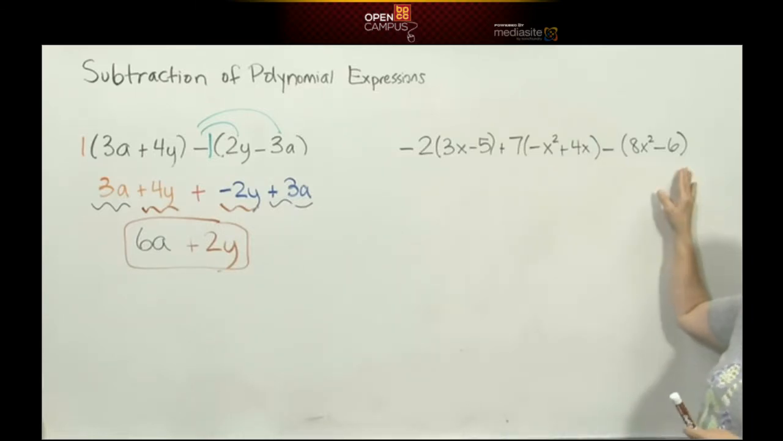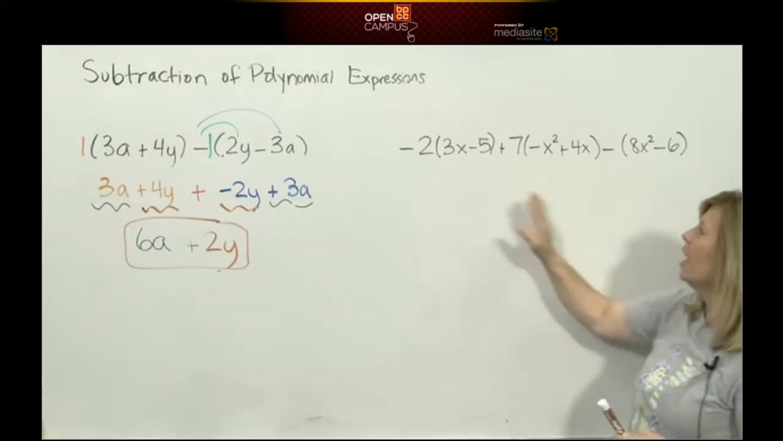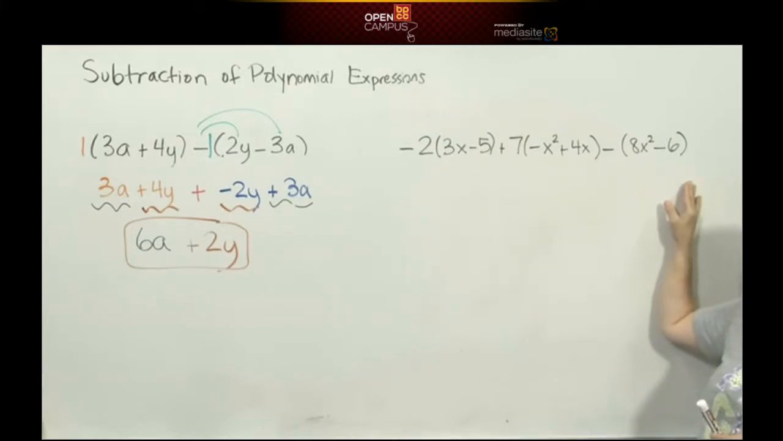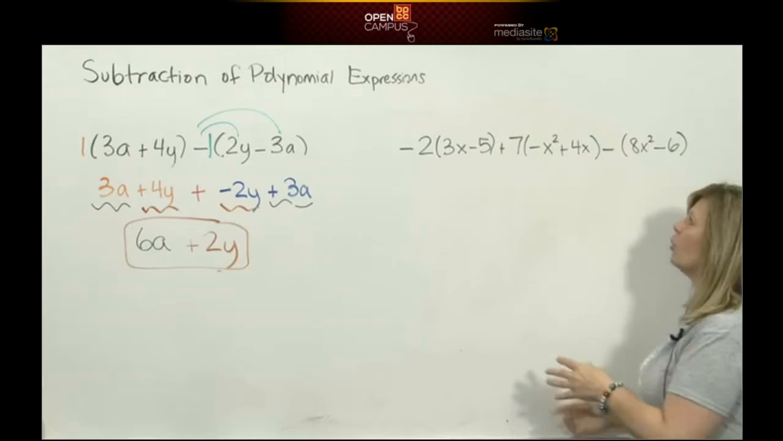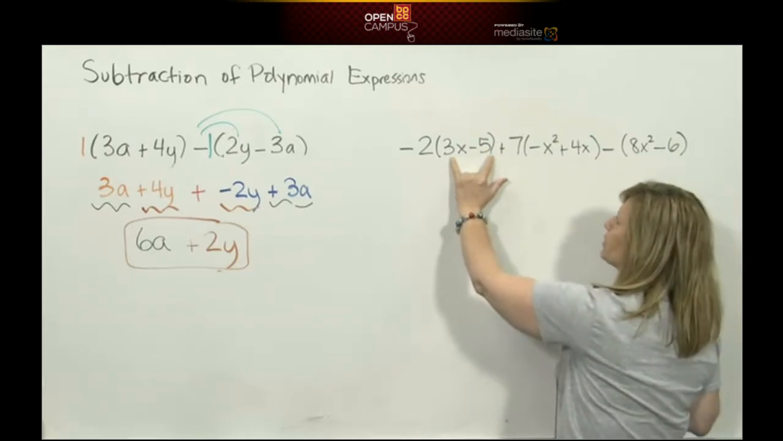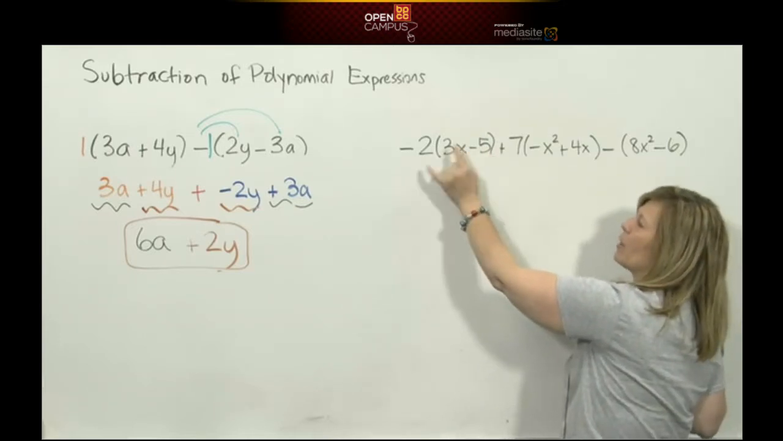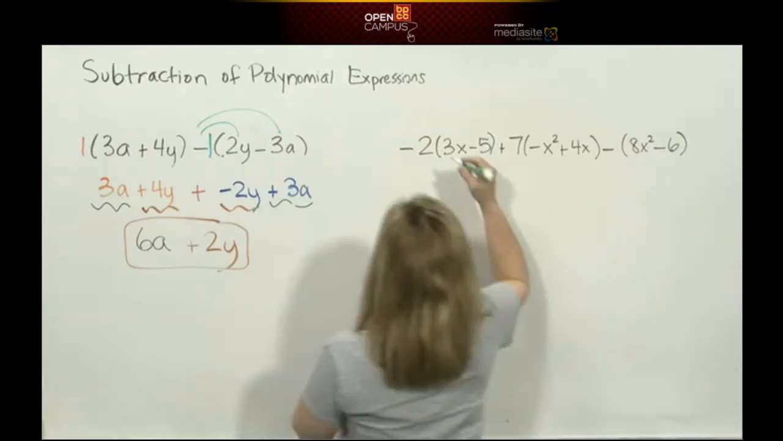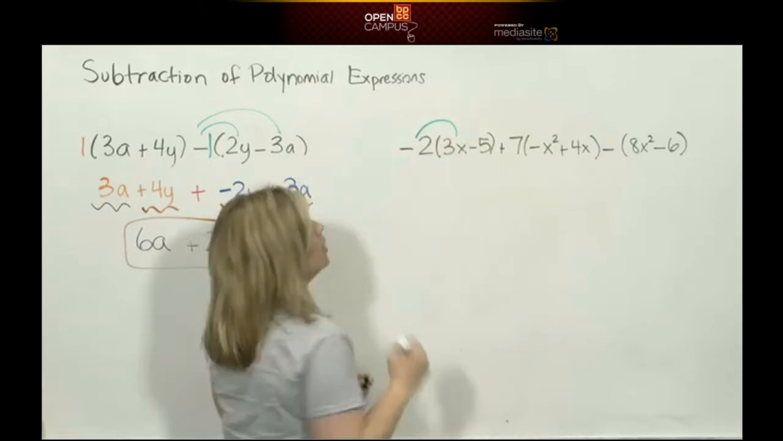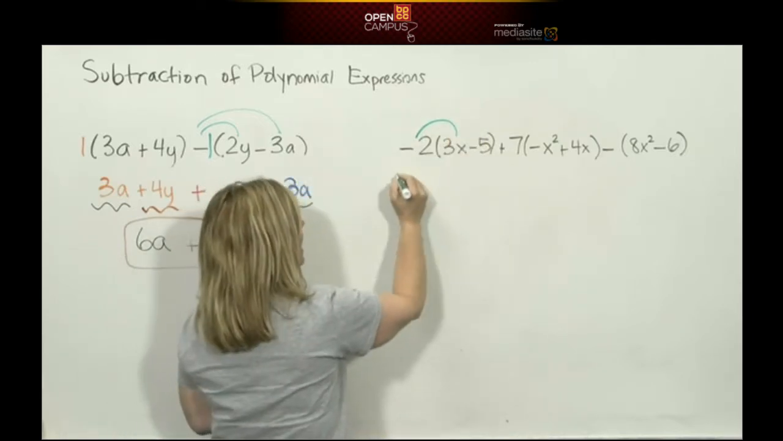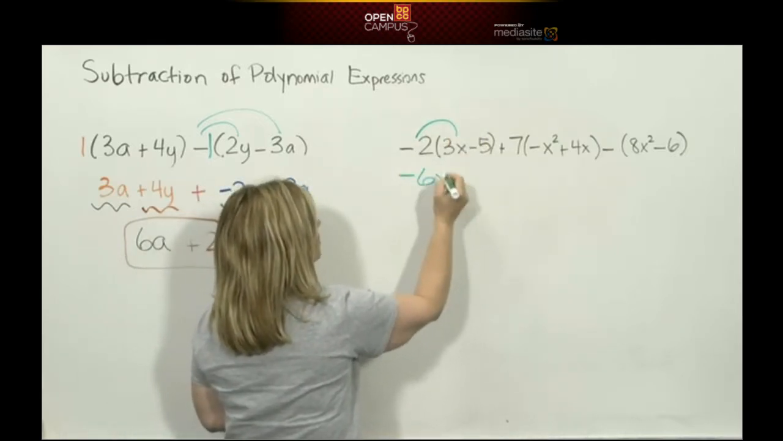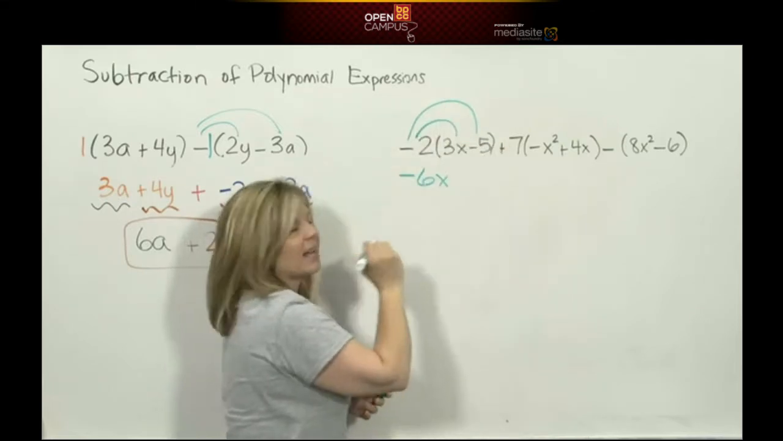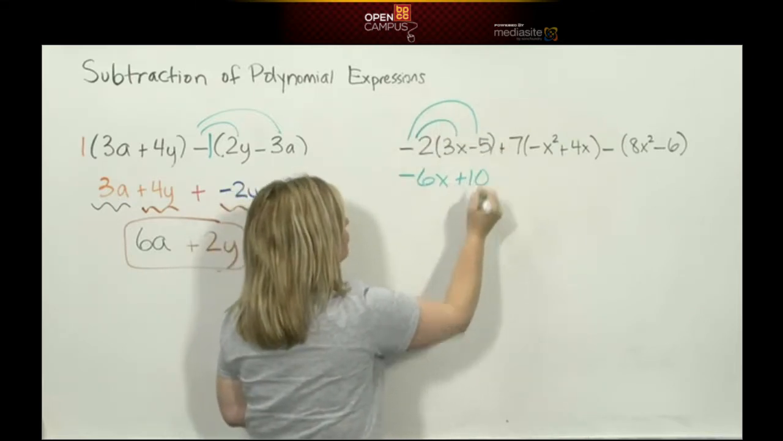Here is our algebra expression they want us to simplify. Again, simplify says do the operations you see. So we see parentheses, and we know the only way to get rid of parentheses is to do the distributive property. So on our first one, we're going to distribute a negative 2. So negative 2 times 3x is negative 6x. Negative 2 times negative 5 makes a positive 10.